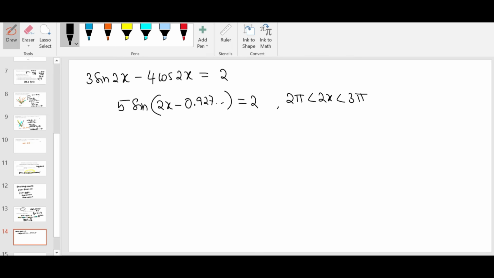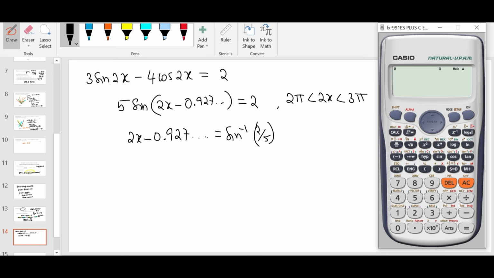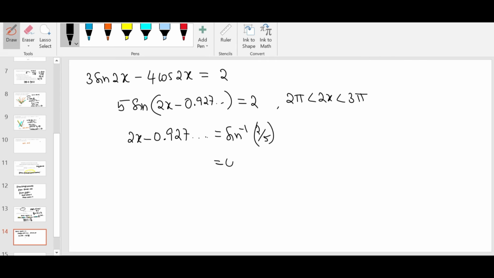Bring the 5 to the other side and find sine inverse of it. 2x minus 0.927, etc. is sine inverse of 2 over 5. That's the principal value. Sine inverse of 2 over 5 is this. I'm going to store it as b, 0.411, etc.